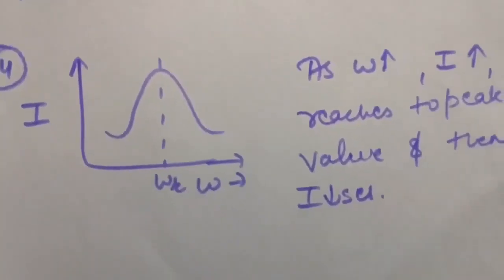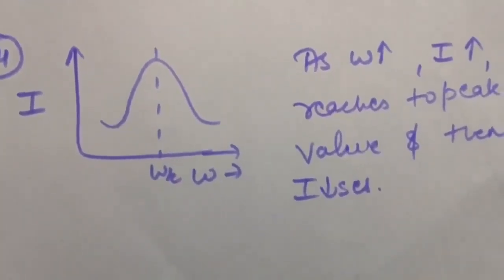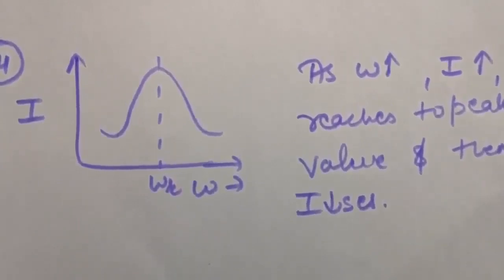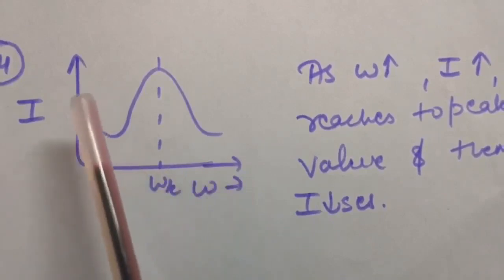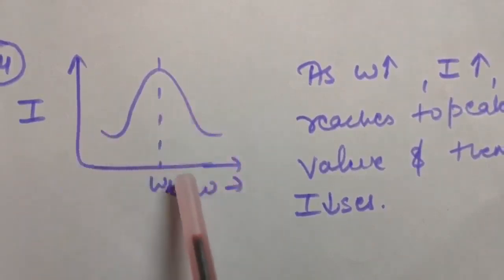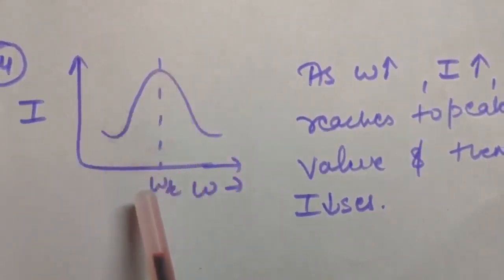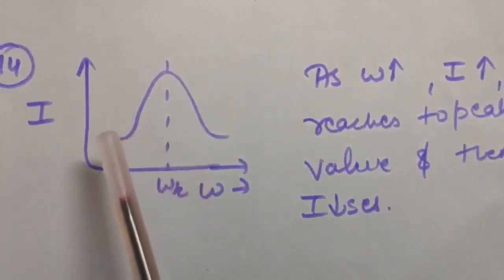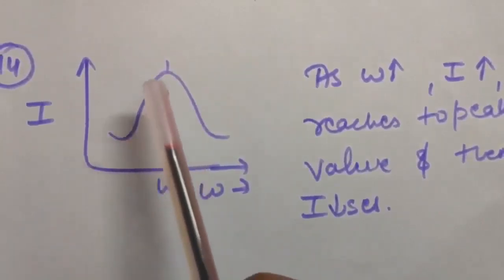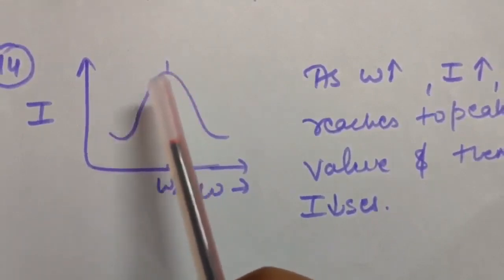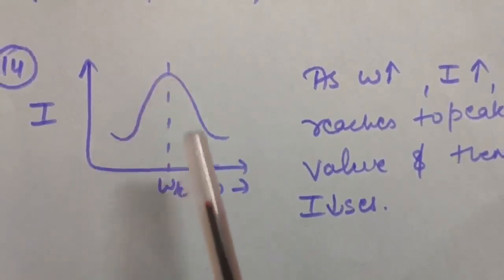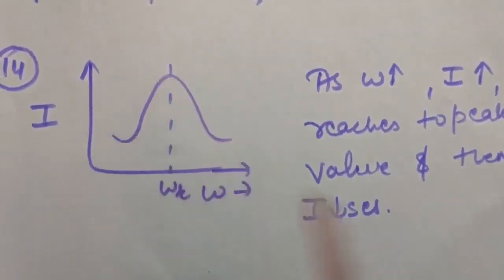Okay, so the 14th question says what will be the effect on the current if we increase the frequency in an alternating EMF. Now you know the graph between frequency and current. So this is the graph and the midpoint is nothing but your resonant frequency. From here you can see that as we increase the frequency, the current goes on increasing. It reaches its maximum value, and after the resonant frequency, it starts decreasing with the increase in frequency.